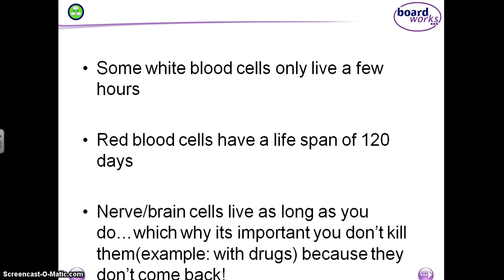Okay, skin cells aren't the only ones with a lifespan. All cells have a lifespan, and they're different. So like your white blood cells, those cells that help protect you against viruses and bacteria, they can only live a few hours, so they really have a short lifespan. Your red blood cells live about 120 days, give or take. And your nerve and brain cells live as long as you do. So if you live to be 90, that's how long your brain cells are going to last. Of course, unless you do something to kill them and harm them, and then they don't come back. So it's important to take care of your nerve and your brain cells.